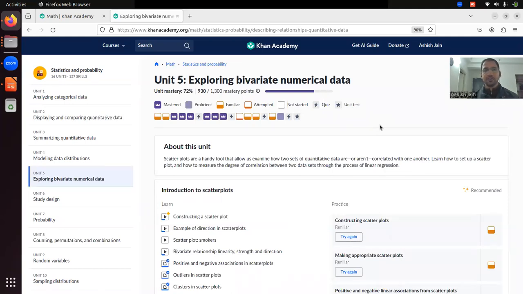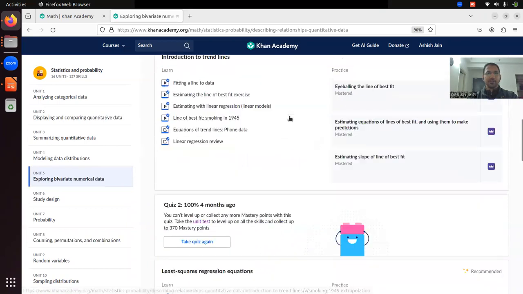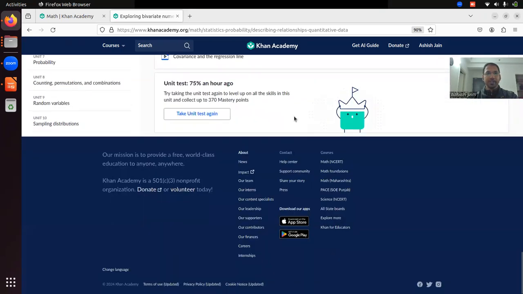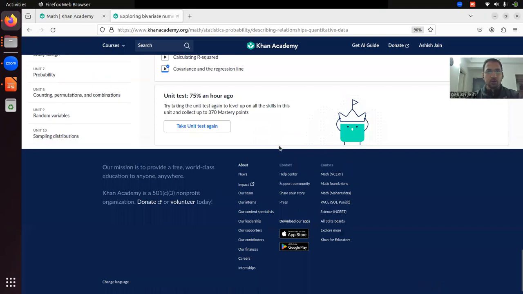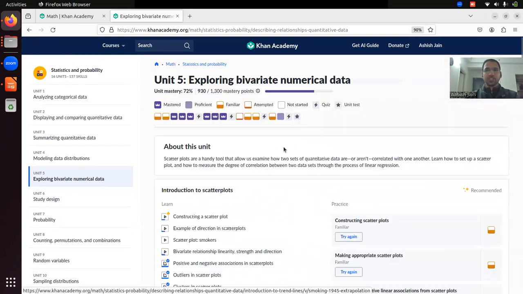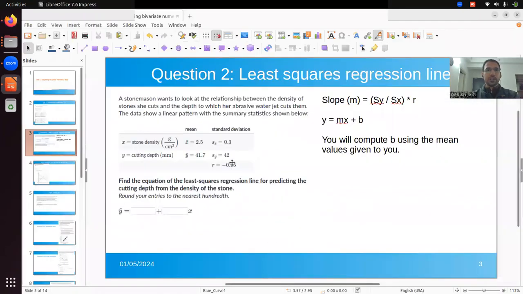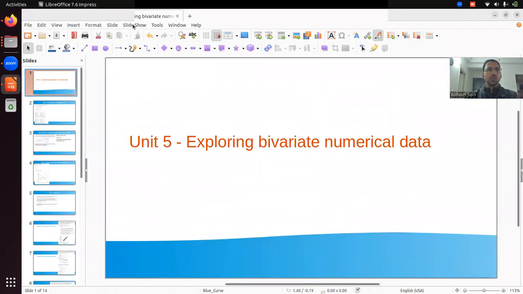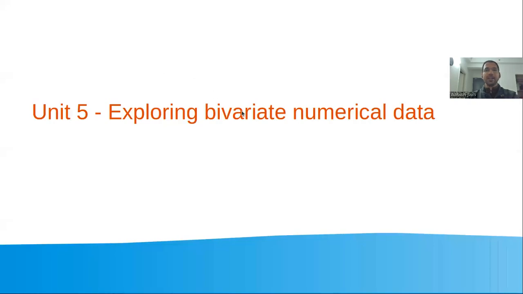I'd encourage all of you to go through this Khan Academy platform and take up this statistics and probability course today. Just to give you a heads up, in this course, after the end of each unit, there is a unit test. I scored 75% an hour ago, and I'll share those questions with you. But just to let you know, all of these questions are very simple, very direct. Not a lot of paperwork is required.